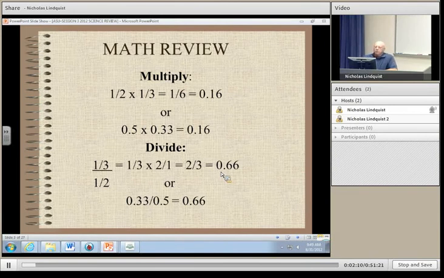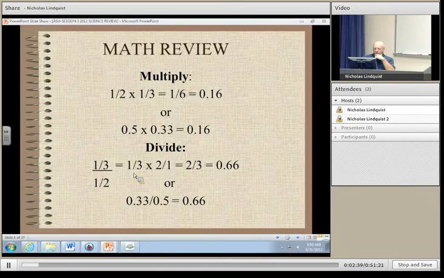When we multiply fractions, what we do is we multiply the numerator times the numerators and the denominators. In this example, 1/2 times 1/3, we would get 1/6. Again, dividing 1 by 6, we would get 0.16. Or we could do it from the decimals standpoint, 0.5 times 0.33. Do that multiplication, and you would come up with 0.16.